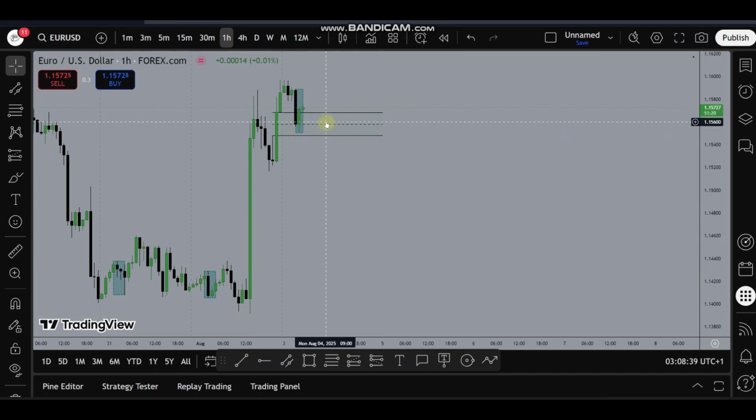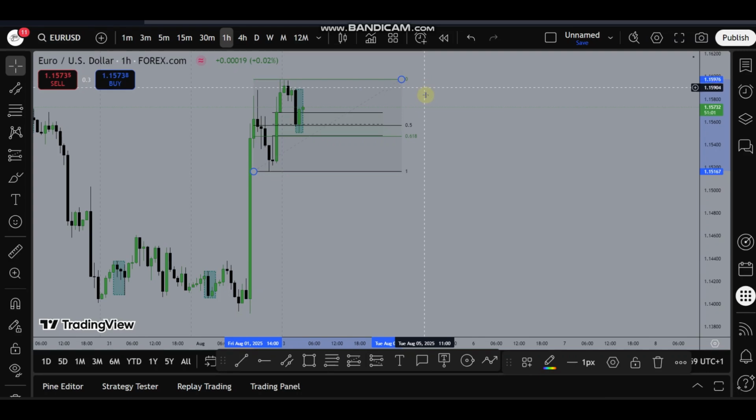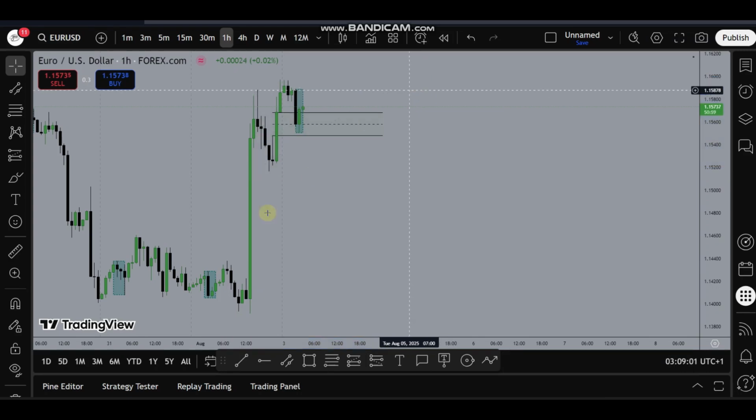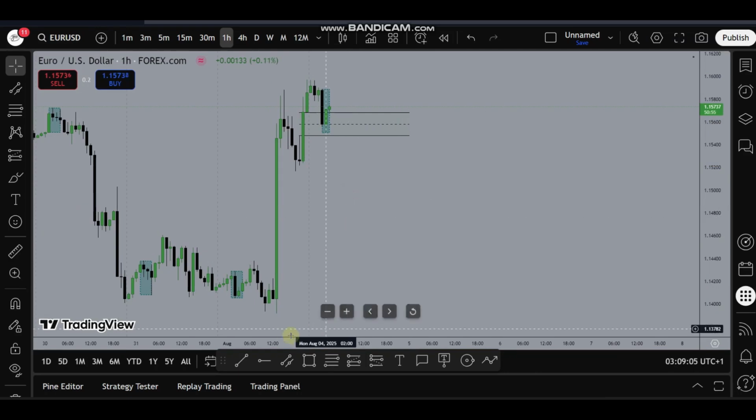You can see price is already bouncing off from the consequent encroachment, that is the center of this gap. Okay, so I told you in my previous video to mark your PD arrays, but now I'm treating these as key levels. I'm not treating them as a PD array. You have to determine your premium and discount zone. So for now, I'm just teaching you how to get your fair value gap.